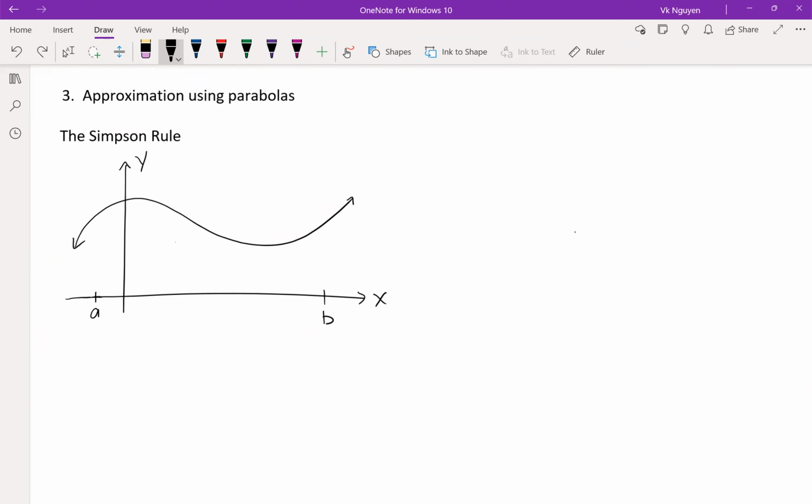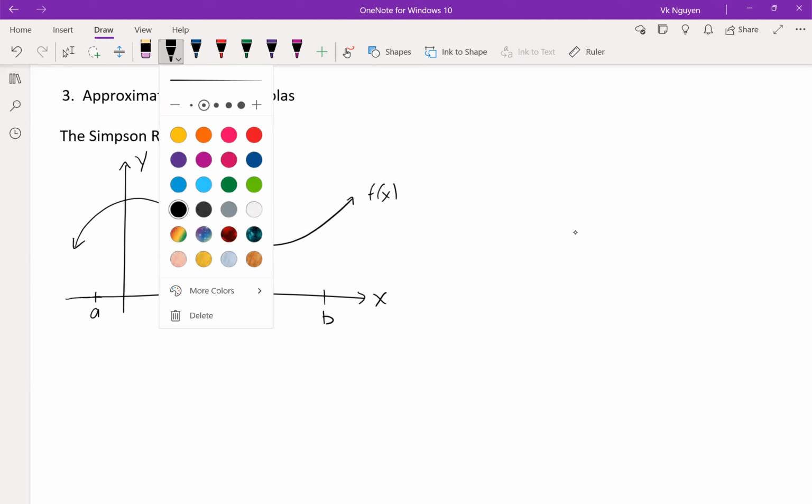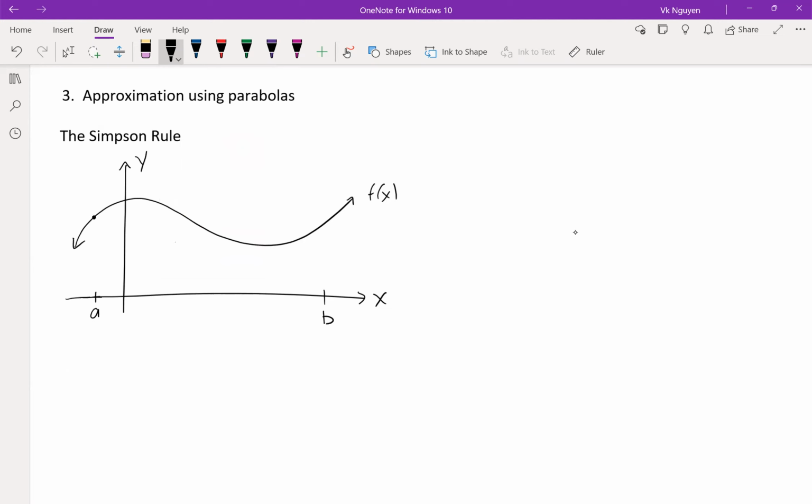3. Approximation using parabola. The method is called the Simpson Rule. Let's consider the function f(x), same as the other two graphs up there, from a to b. So now, if we look at the graph, we see there's the point right here. Let a equal x sub 0. The distance from x sub 0 to the y-axis is h, so I'm going to call it x sub 0 negative h. In the middle is x sub 1, and right here is x sub 2, that is h. b is x sub n.